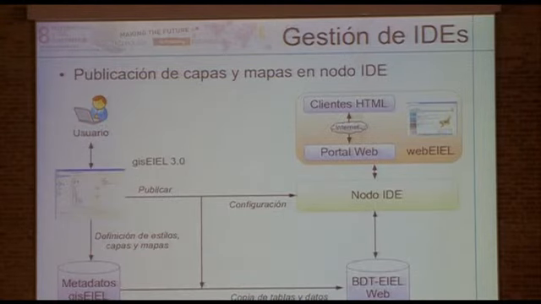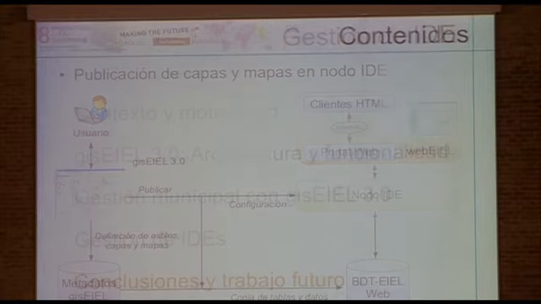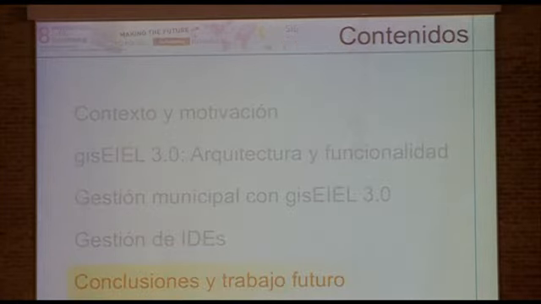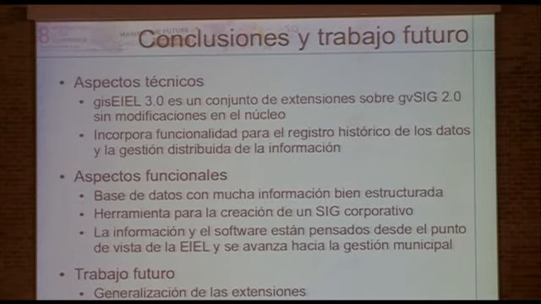So we combine both kinds of maps. Once we have defined all those styles, all those maps, all those layers, we just have to publish. We click on publish, and that information is exported to the GeoServer or to an SDI node. Instead of using the GeoServer, we hope that we will be able to publish it on another node.